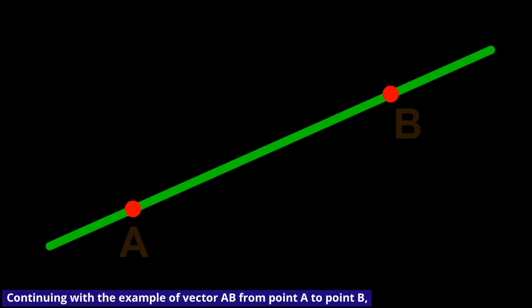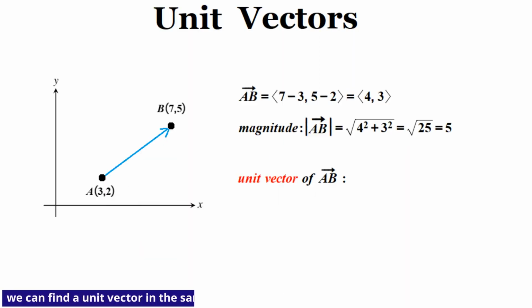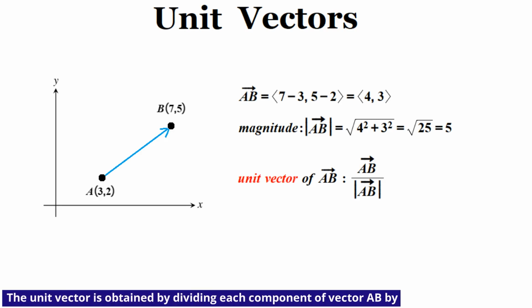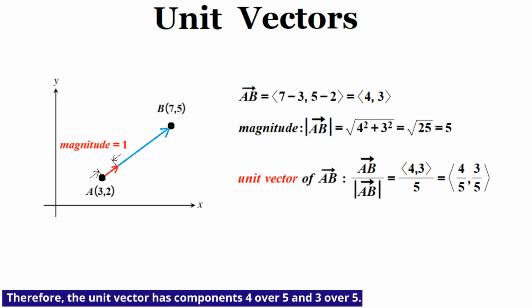Continuing with the example of vector AB from point A to point B, we can find a unit vector in the same direction. The unit vector is obtained by dividing each component of vector AB by its magnitude. Therefore, the unit vector has components 4 over 5 and 3 over 5.